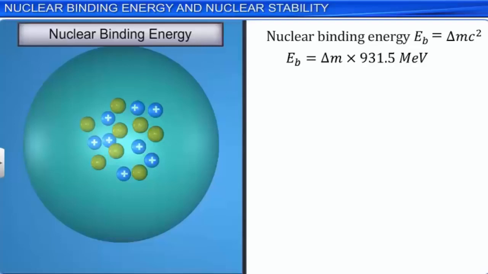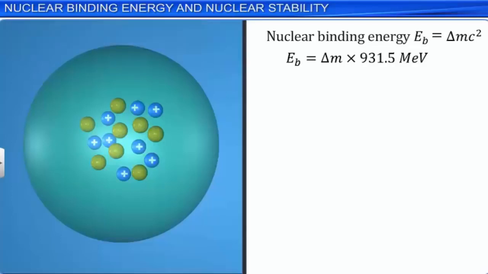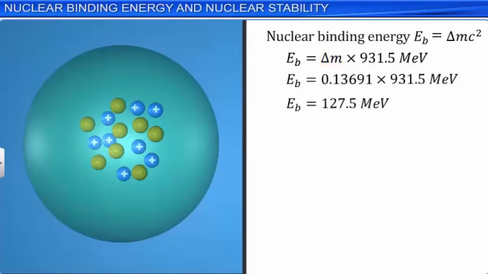For the oxygen nucleus, substituting the values of mass defect ΔM equal to 0.13691 AMU and simplifying, we get Eb is equal to 127.5 MeV. The value of Eb can be obtained in joule if we take ΔM in kilogram.